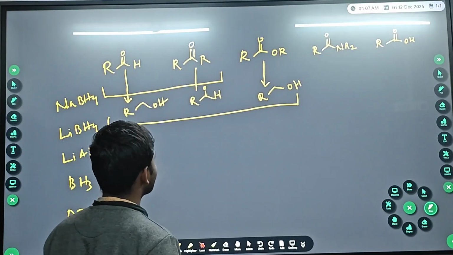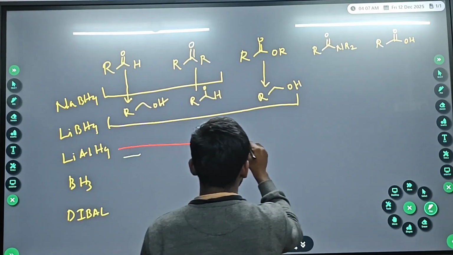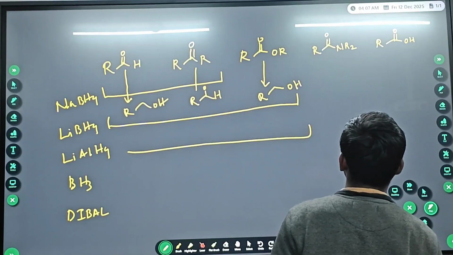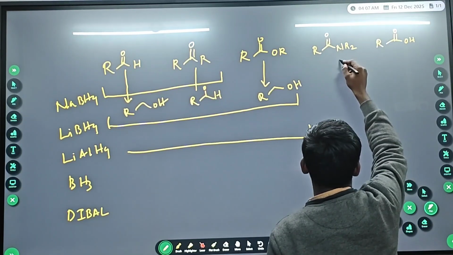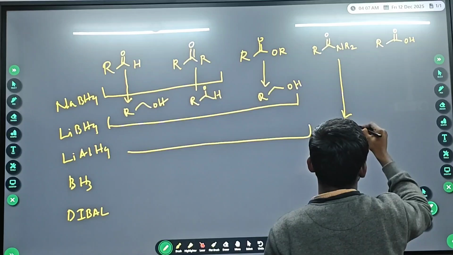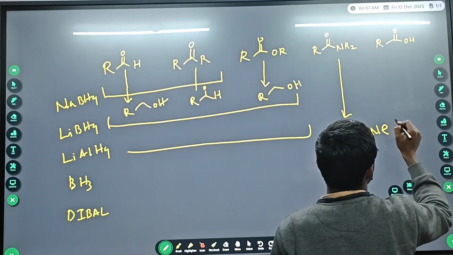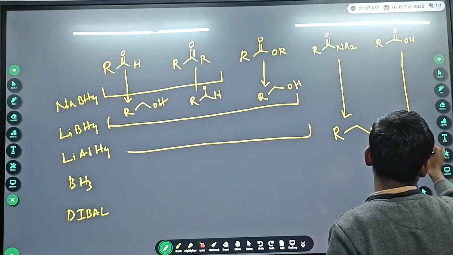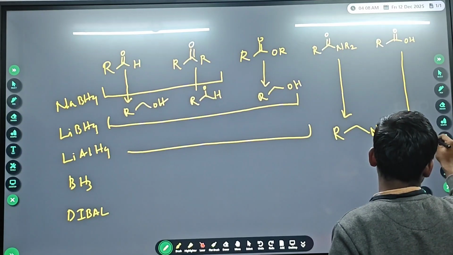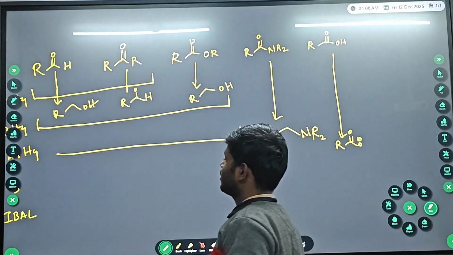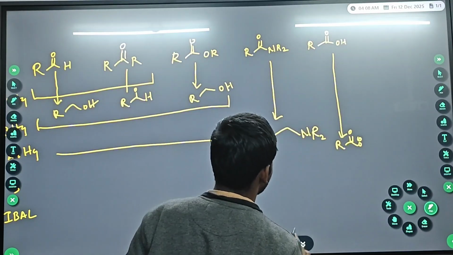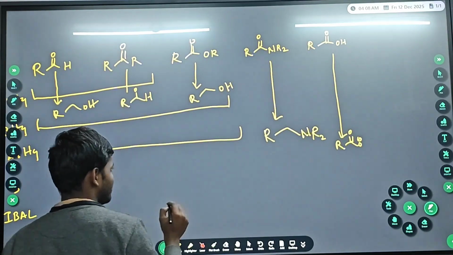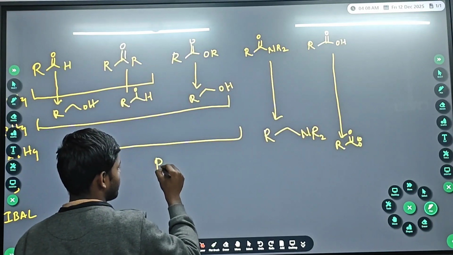The lithium aluminum hydride also gives the same product like this. But there is a twist also. This lithium aluminum hydride gives this product like this, and this product like this. How does this happen? Let's say first we will talk about the carboxylic part, because the carboxylic part is very important and very easy to understand.